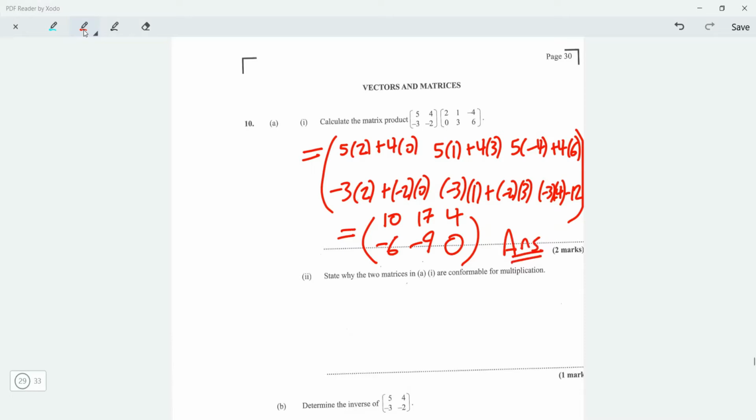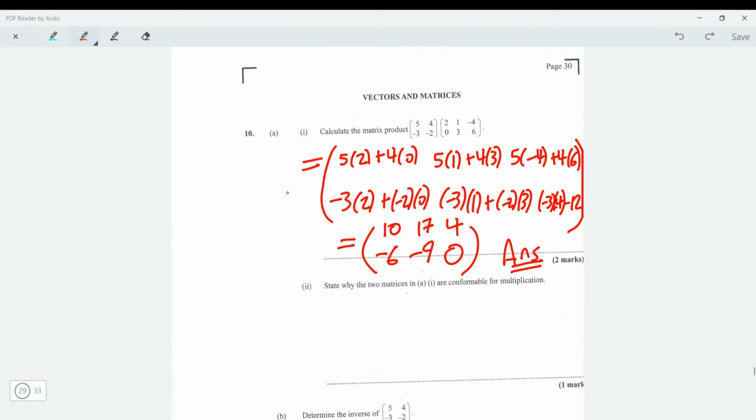Nice. Now it says state why the two matrices are conformable for multiplication. So why is this matrix product compatible? Let's write down why. We can tell them that this matrix product is compatible since, write down the order of A. A is 2 by 2. B has 2 rows and 3 columns, 2 by 3.